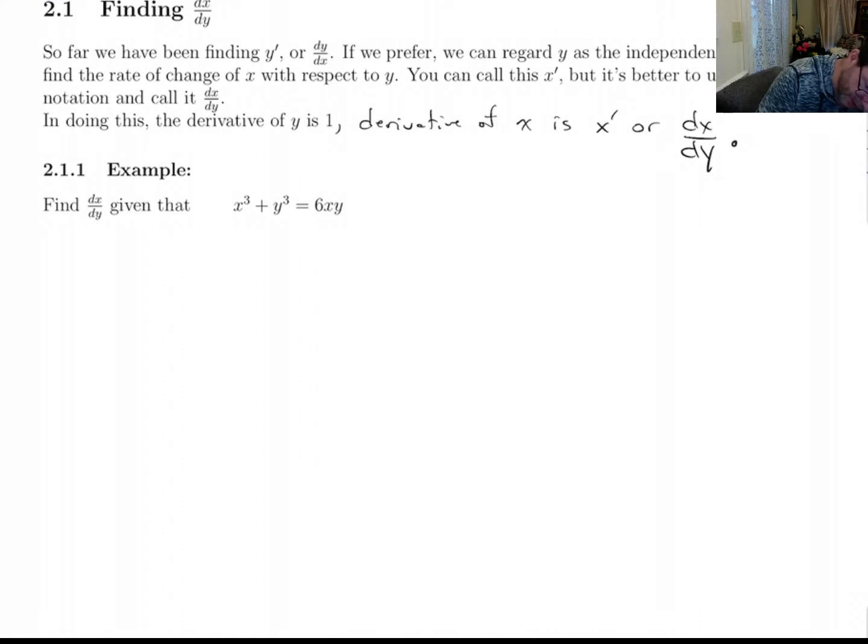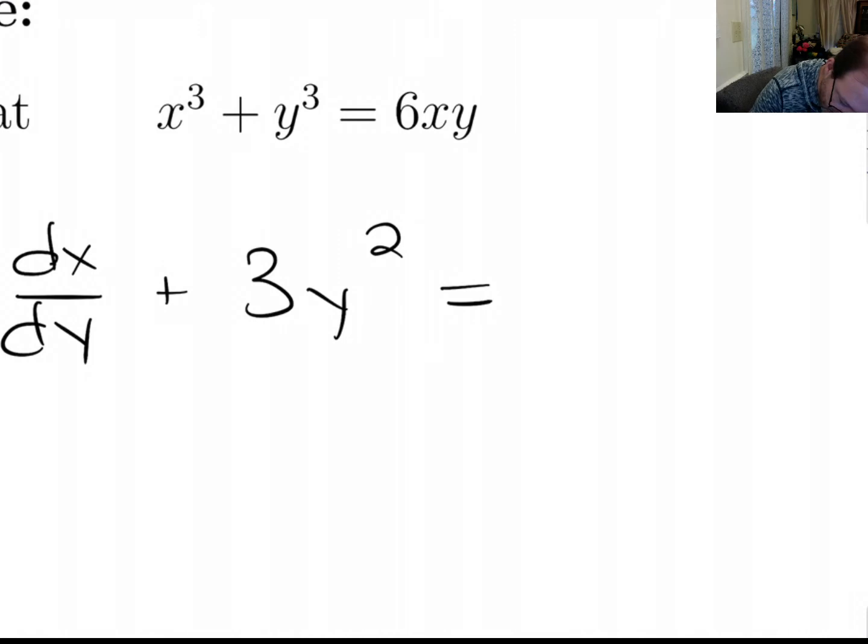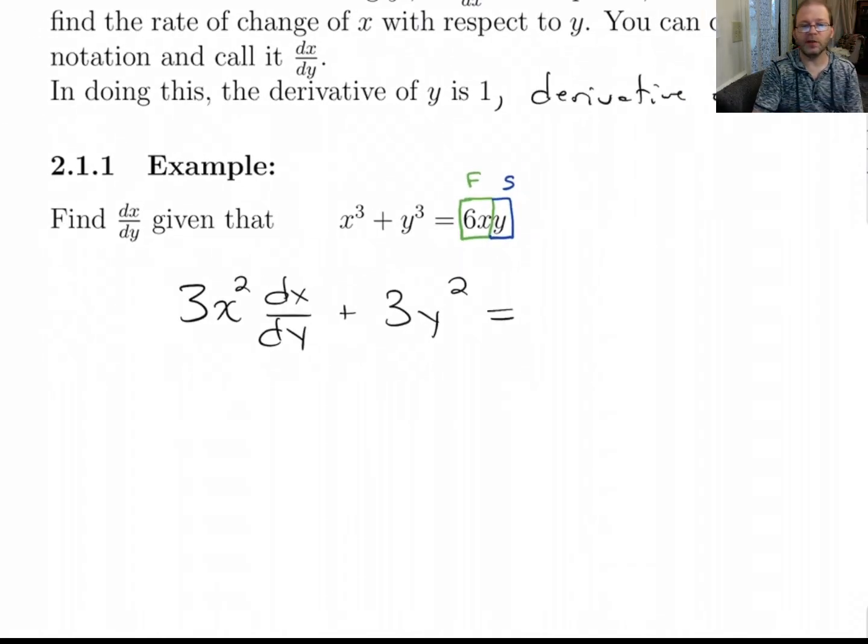The derivative of x cubed is going to be 3x squared dx/dy plus 3y squared. And on the other side over here, we've got 6xy. Now, I'm going to break this up like this. I'm going to think of 6x as my first, and I'm going to think of y as my second function. If you want to leave the 6 out front as a constant and then treat x as your first and y as your second, that works fine too. But I'm going to do it like this.